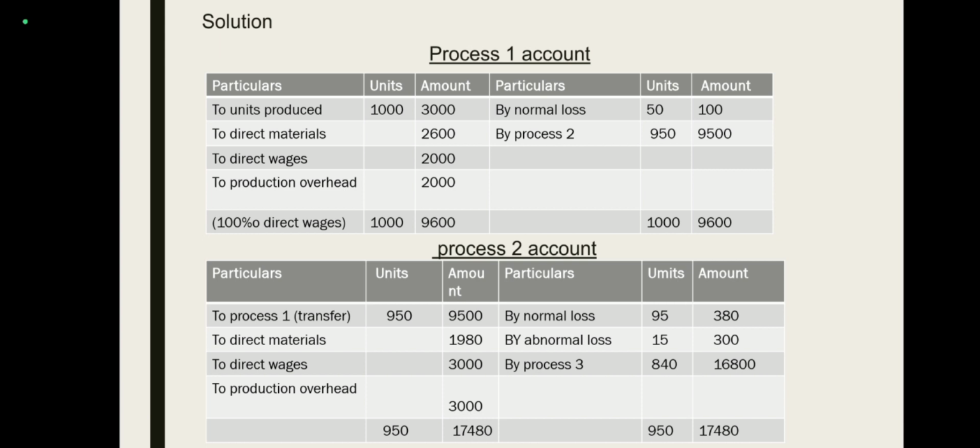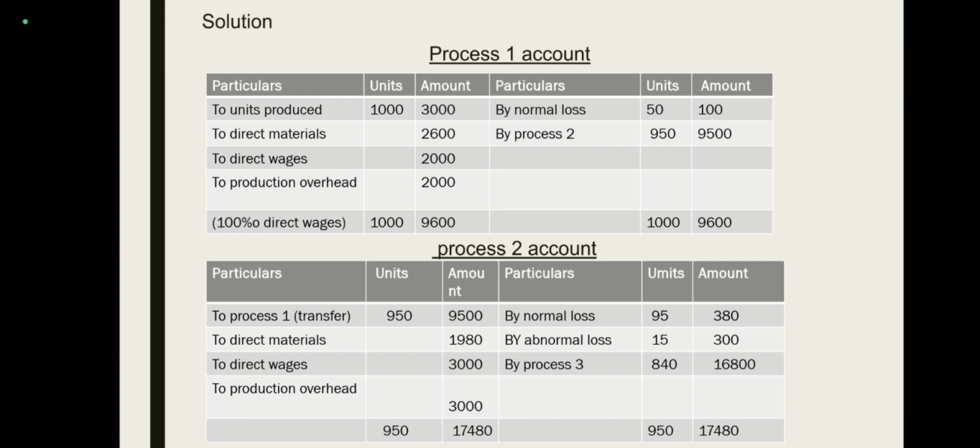The percentage of normal loss is given in the question, that is 5% of output, that is 5% of 1000 units, that is 50 units, and the amount is 100. Per unit cost: the normal loss amount is calculated by multiplying with the scrap value per unit. So the balancing figure is 950 units and 9500 is the total cost. That amount is transferred to the process 2 account.